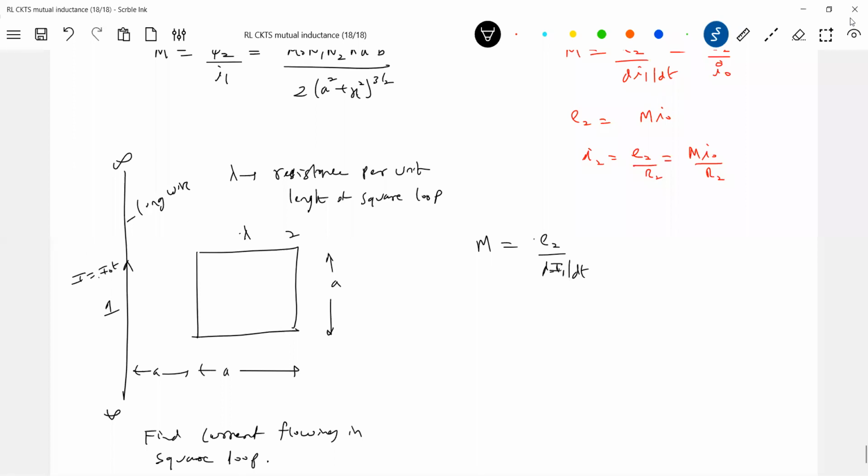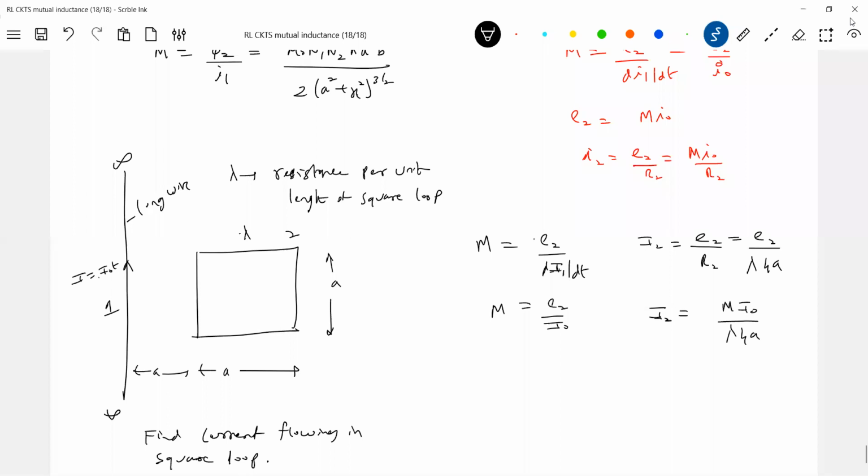So if I know E2, then I can calculate the current. What is I2 equal to? I2 is equal to E2 by the resistance R2. What is the resistance R? Lambda into 4A. So somehow I should get E2. I know di1 by dt, which is I naught. So what is E2? It is M I naught. Therefore this current I2 should be equal to M I naught by lambda 4A.